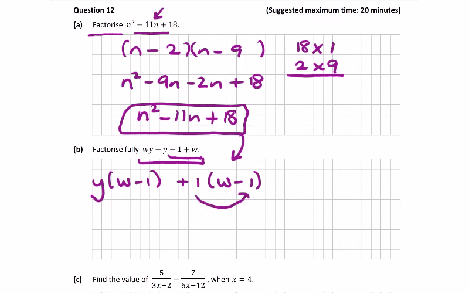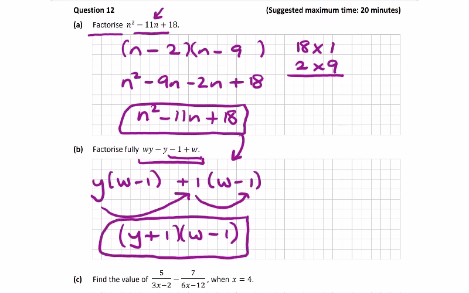So we bring the y and the plus 1 together. They're both being multiplied by w minus 1. You could put a little box around it if you wanted, you don't have to. And then this is a pure calculator substitution question when you see find the value of down here. So just do it up here.